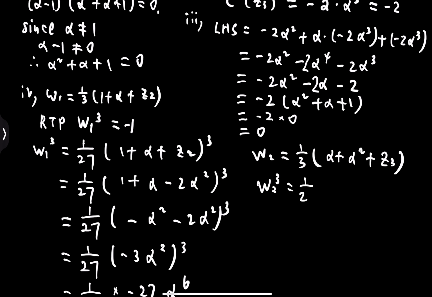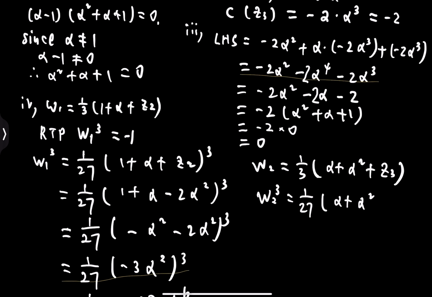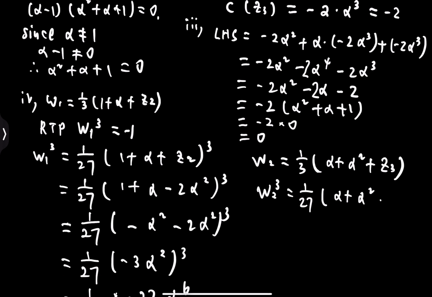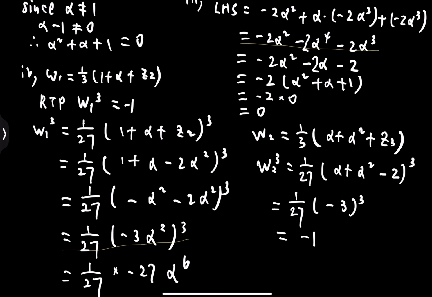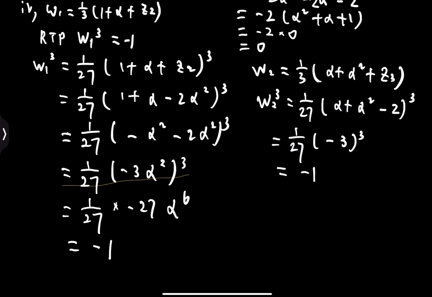So 1 over 27 the same, and alpha plus alpha squared, and the Z3 we have is negative 2. So we do the cubic of that. So equal to 1 over 27, and alpha plus alpha squared would be equal to negative 1. So it becomes negative 3 cubed. Then that gives me negative 1. So we also proved that W2 is a cubic root of negative 1.